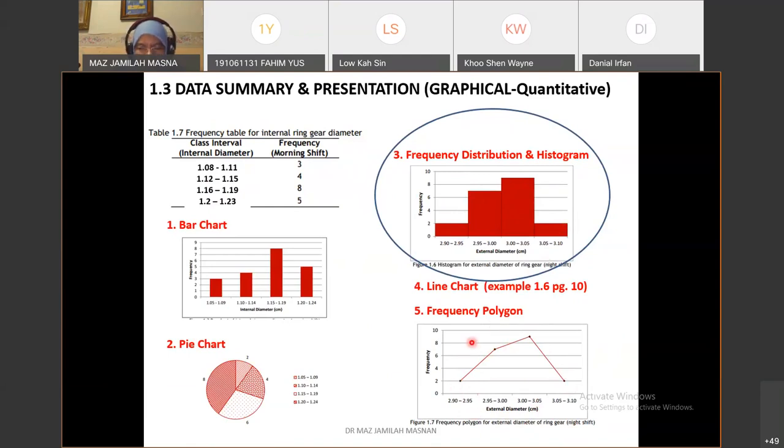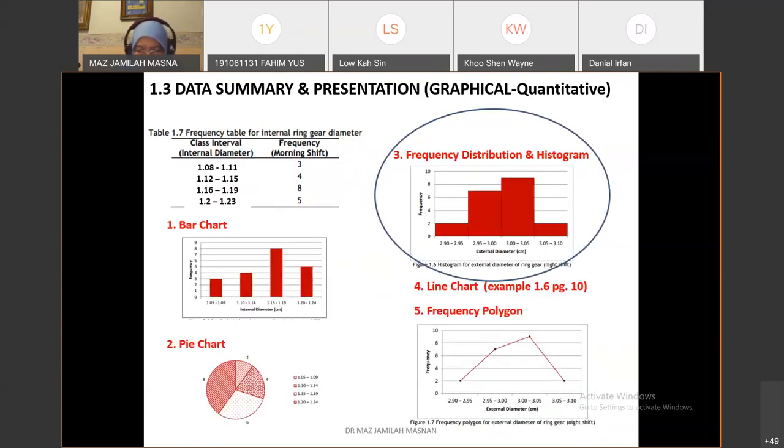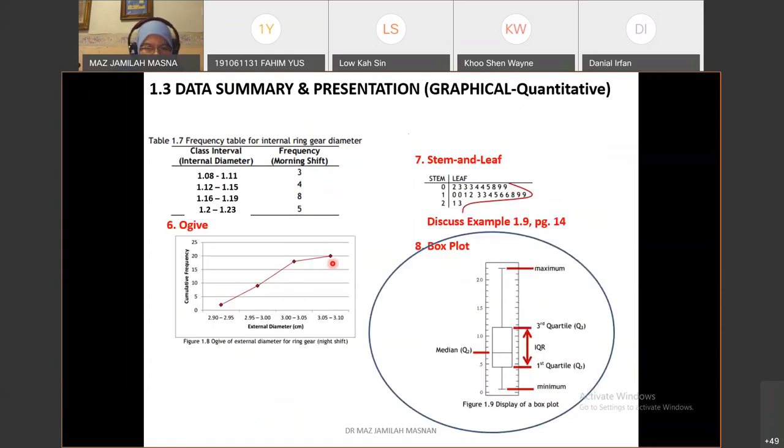From the frequency polygon, you can have your ogive, where you add 2 plus 7, you get 9 here. Next, 9 plus 9, you get 18. 18 plus 2, you get 20. So your ogive will stop at 20. So you add up the bar values, and then you can have this particular ogive.